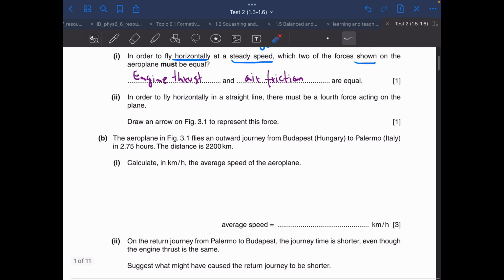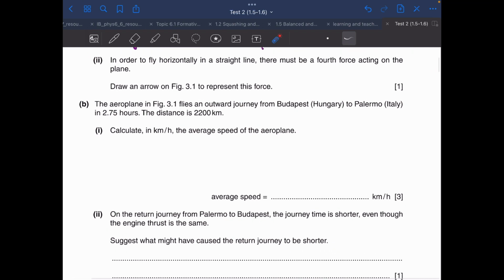B, the airplane in the figure flies an outward journey from Budapest in Hungary to Palermo in Italy. It takes 2.75 hours, and the distance is this. It's asking us to calculate the average speed. So the average speed is going to be the distance, and note the unit, guys, okay? The unit is kilometers per hour. So the average speed is going to be the distance divided by the time.